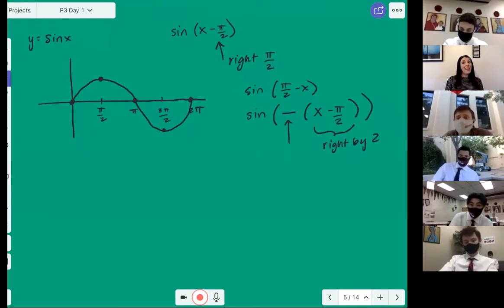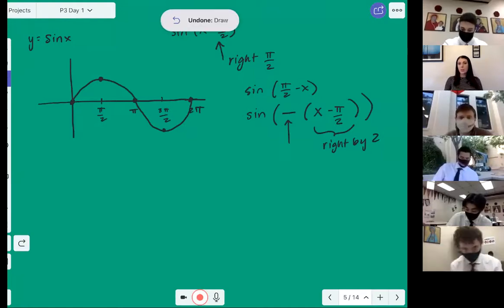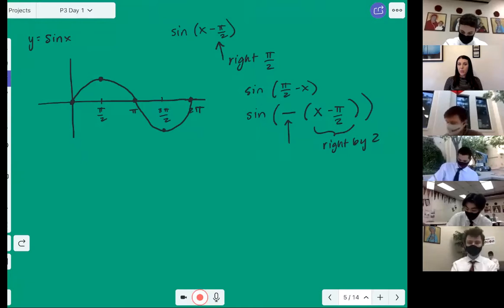So you don't flip over the x-axis. That would be if there was a negative out in front, right? With the y then, this would be the y-axis. So you'd flip it over the y-axis. So really what this transformation is, is a flip over the y-axis and then a shift right by pi over 2.